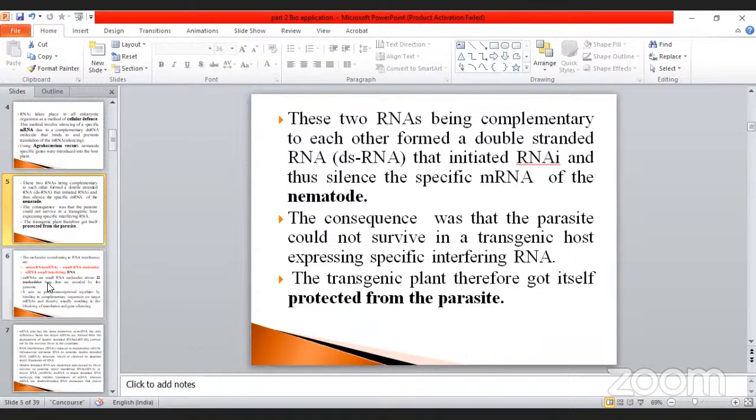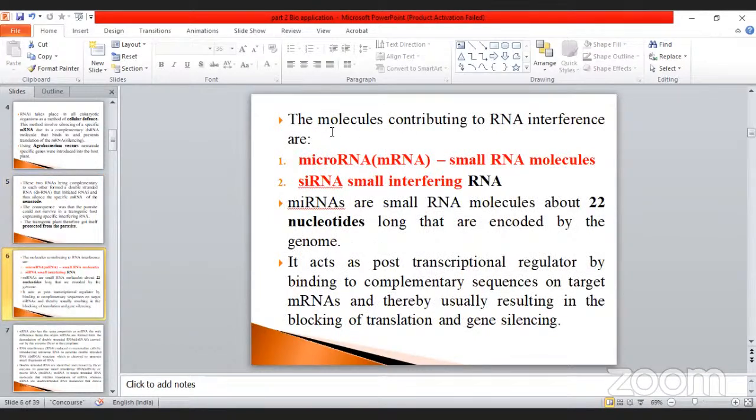Okay, so go to the next one. The molecules contributing to RNA interference: microRNA, otherwise called miRNA, we already discussed. Messenger RNA we thought, isn't it? But it is not messenger RNA, it is nothing but microRNA. Micro means a small fragment-like structure, a very small RNA molecule. Another one is siRNA, small interfering RNA. These are the two RNA molecules involved in this process.